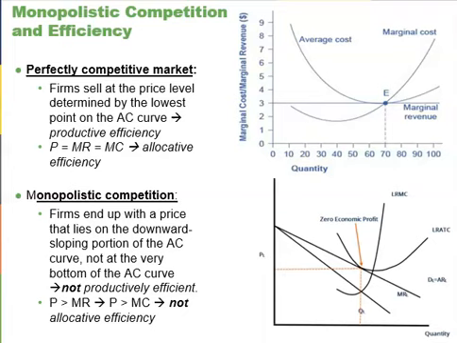However, in monopolistic competition, the end result of entry and exit is that firms end up with a price that lies on the downward sloping portion of the average cost curve, not at the very bottom of the average cost curve, as in the example in the lower graph. Thus, monopolistic competition will not be productively efficient.